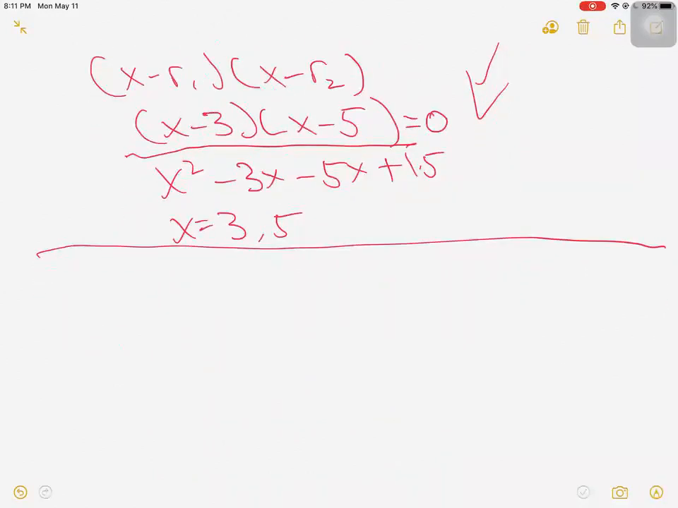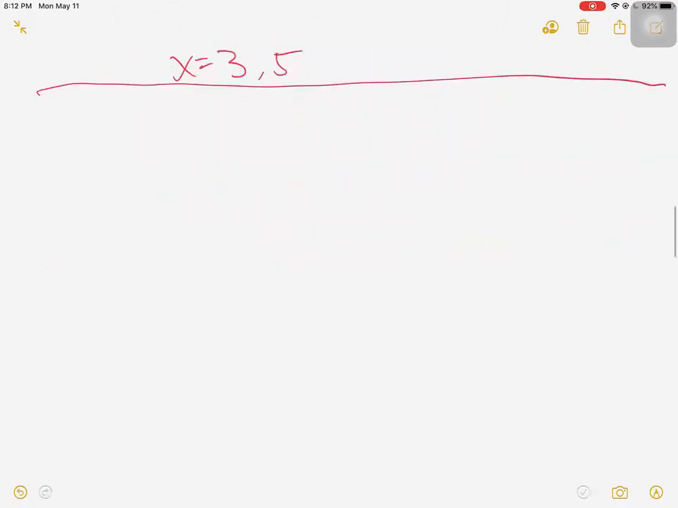Okay, factoring makes sense to everyone so far, right? Okay, sure. I'm gonna take that as a yes.